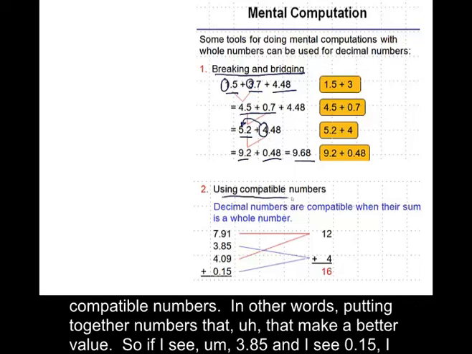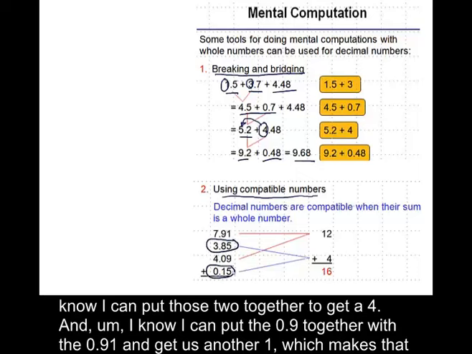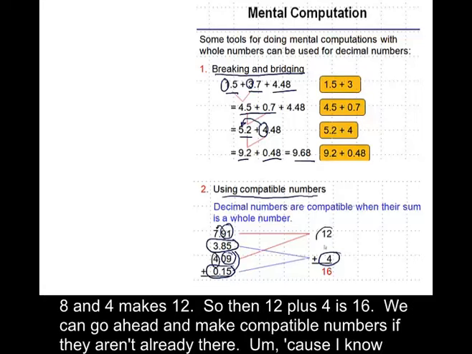We can use compatible numbers, in other words, putting together numbers that make a better value. So if I see 3 and 85 hundredths and I see 15 hundredths, I know I can put those two together to get a 4, and I know I can put the 9 hundredths together with the 91 hundredths and get us another 1, which makes that 8, and 4 makes 12, so then 12 plus 4 is 16.